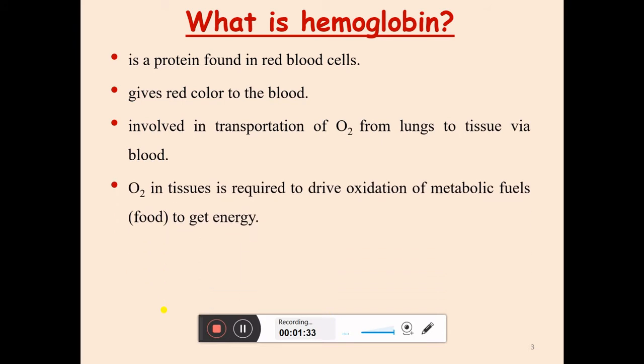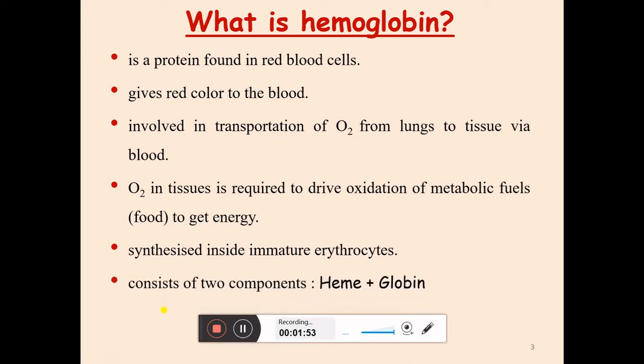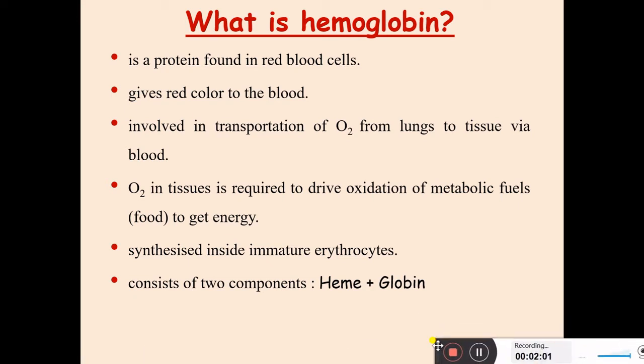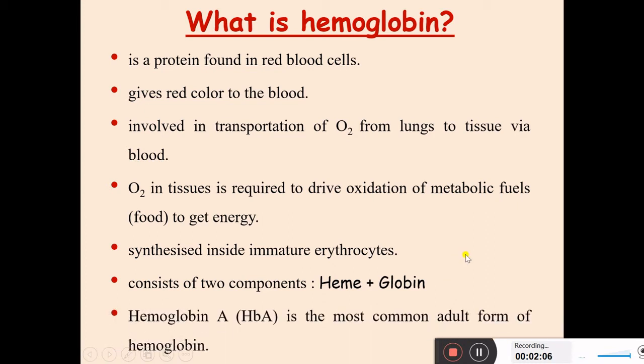Now you must be wondering why O2 is required. See, O2 in tissues is required to drive oxidation of metabolic fuels, which are food that we eat to get energy. Hemoglobin is synthesized inside immature erythrocytes, and it consists of two components, heme plus globin. In an adult, hemoglobin A is the most common form of hemoglobin.